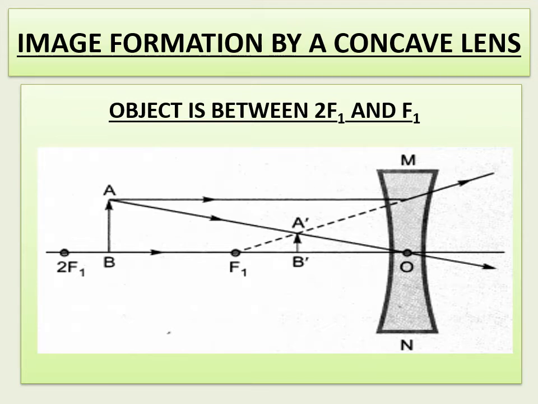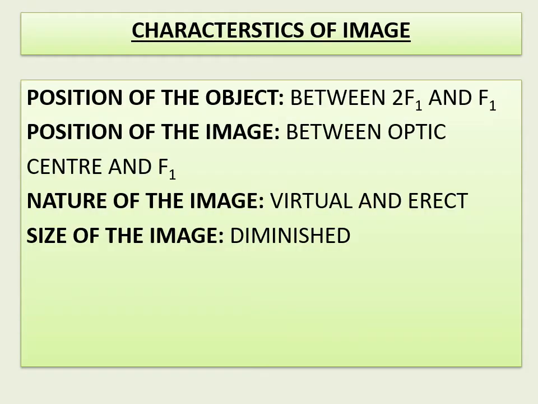So irrespective of the positions, you can take anywhere beyond 2F1 also, then also the condition will be the same only. Diminished, virtual, and erect. Position of the object is between 2F1 and F1. I told already, anywhere you can take between optical center and infinity.